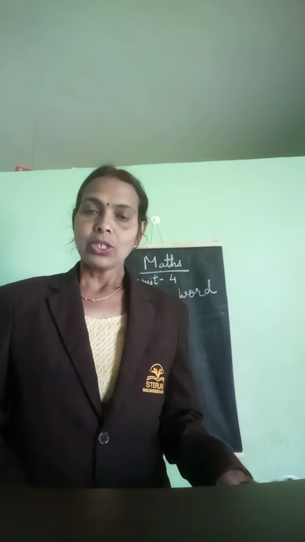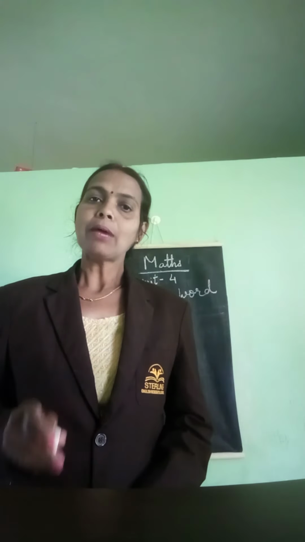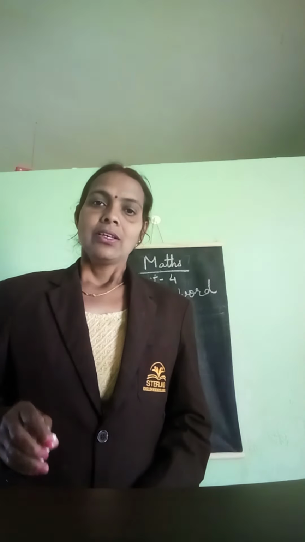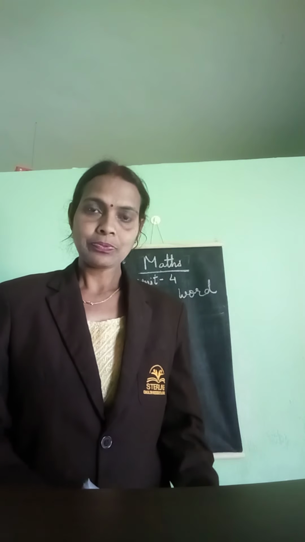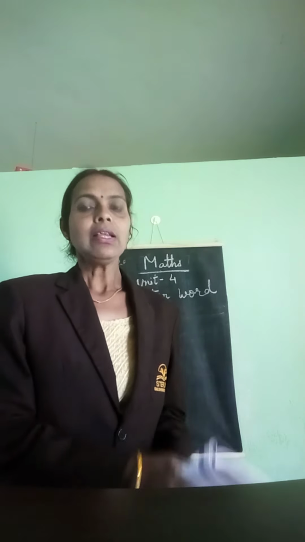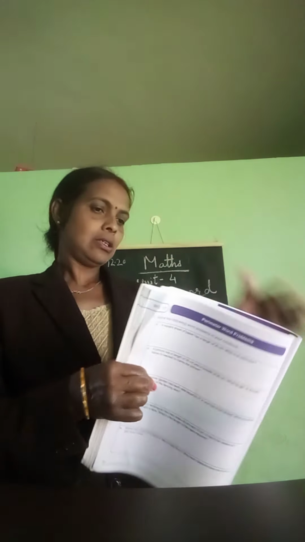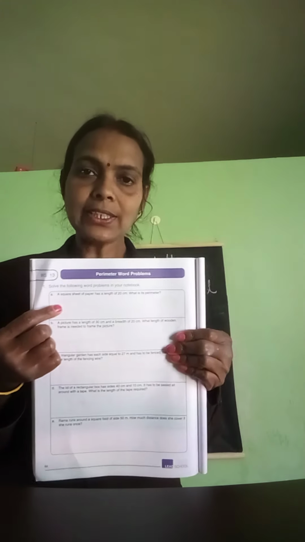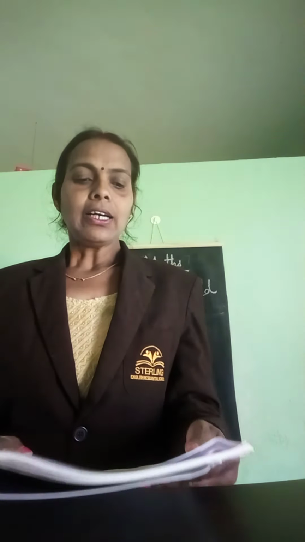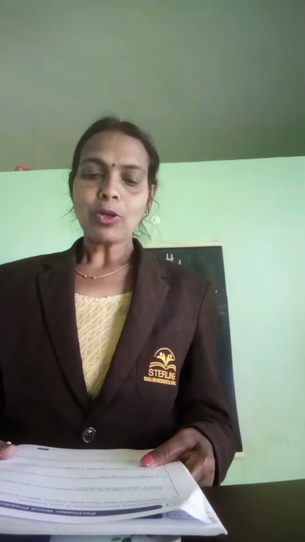Now, when you are doing a word problem, we follow the steps. The first step is to find the numbers and keywords. Open page number 84 of your workbook, the perimeter word problem. Here one question is there: solve the following word problem in your notebook. So keep your notebook ready.